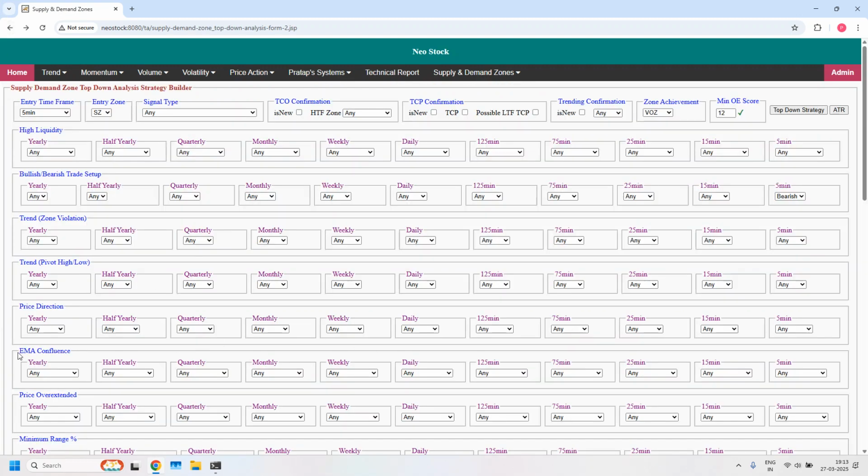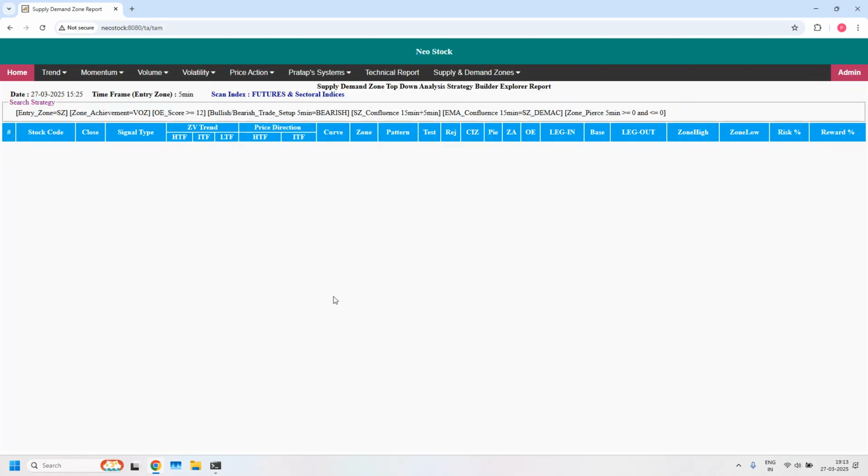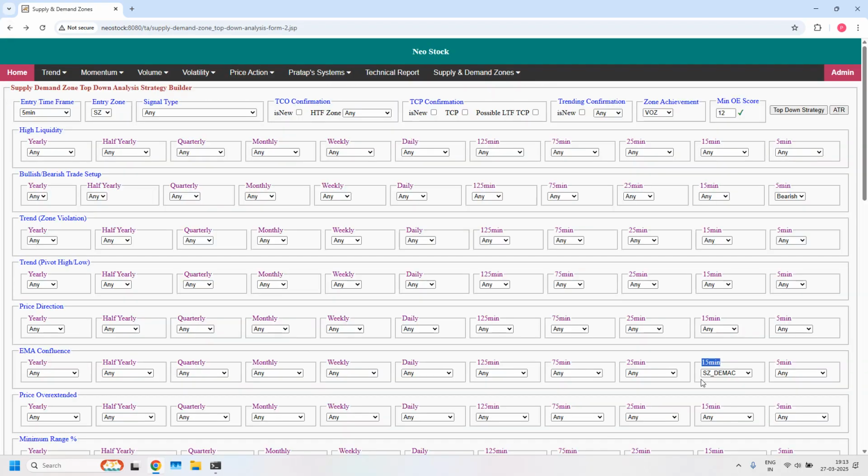Let's filter 15 minutes, because the 5 minute supply zone overlapped with the 15 minute supply zone. That's why we are checking whether the 15 minute supply zone has daily EMA confluence. So none of the stocks have ITF EMA confluence. Okay, next we will look into HTF supply zone and then HTF EMA confluence.